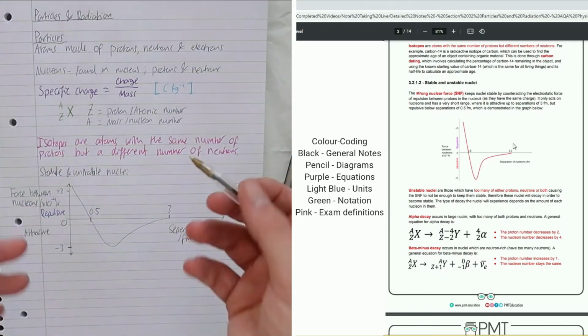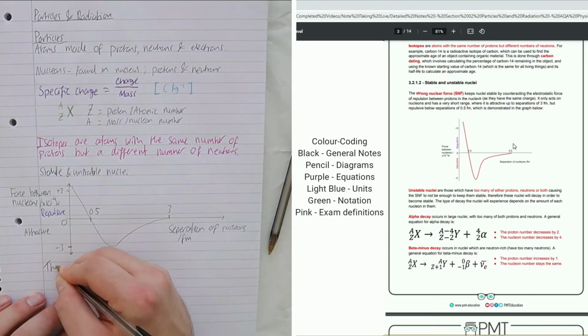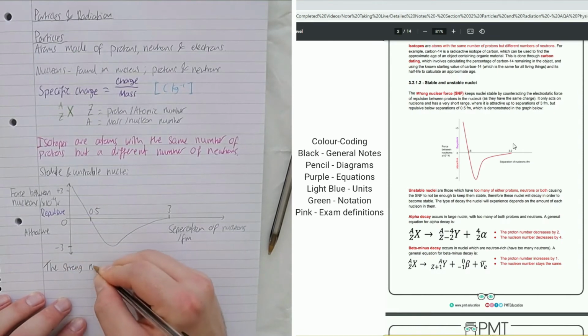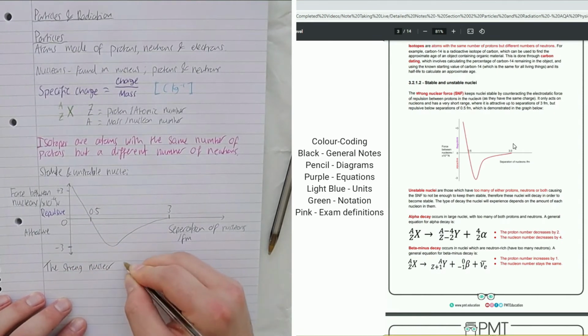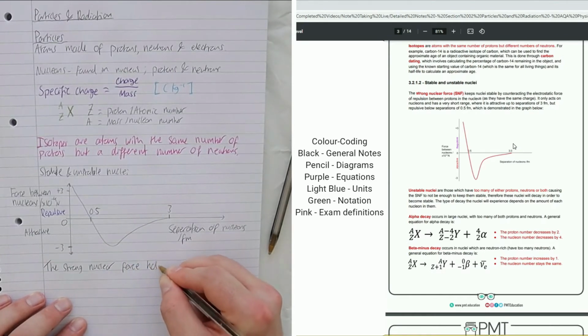So what does it do? Well, it holds nuclei together. The strong nuclear force, and again, these are just words. This isn't an exam question. So the strong nuclear force holds atomic nuclei together.